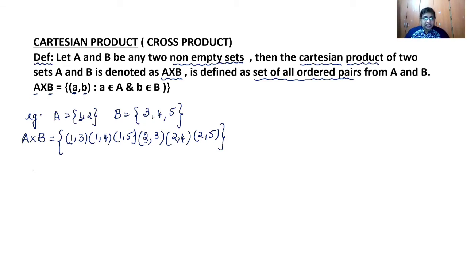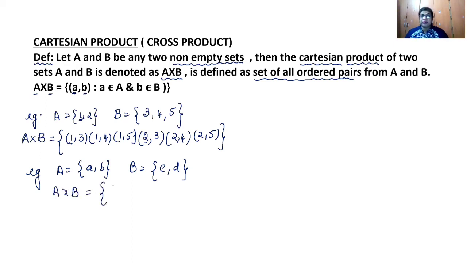Okay, let me give you another example. Suppose set A is equal to {a, b} and set B is equal to {c, d}. So how do I write A cross B now? First I take the first element of A.